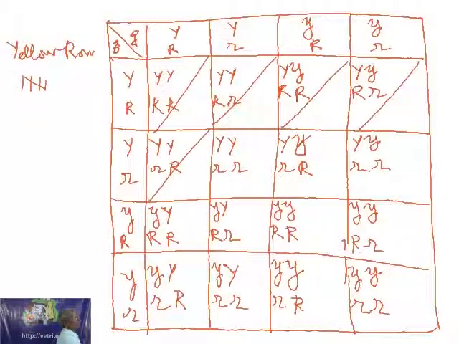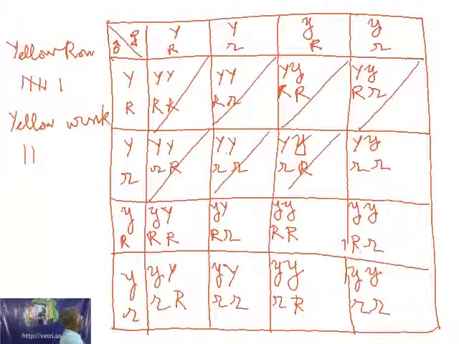This is yellow wrinkled. This is not yellow round, this is yellow wrinkled. See? 1 yellow wrinkled. This is yellow round. This is yellow wrinkled. This is yellow wrinkled. 8 are over. See? 6 and then 2, 8.